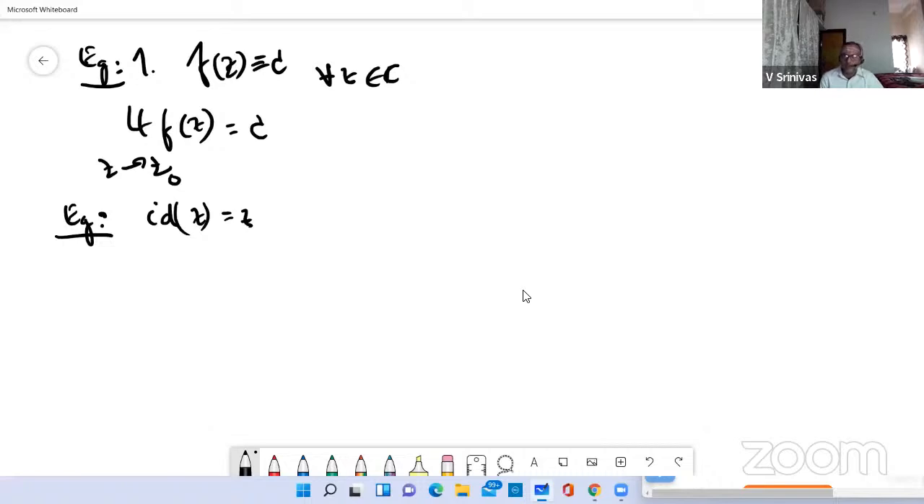For a real valued function, what is the limit of x as x goes to a? How much is this?